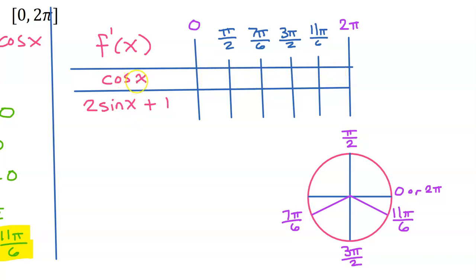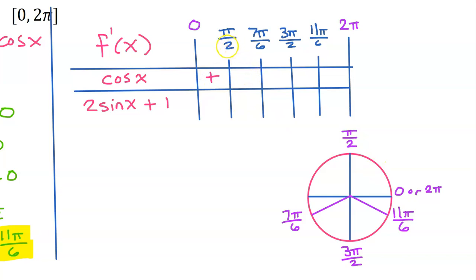Let's start with cosine. Normally I would pick a test value in each interval, and I will have to do that when I get to 2 sine x plus 1. But cosine is so simple, I don't need a test value. Cosine is simply the x value on the unit circle. So between 0 and pi over 2, are x values positive or negative? Yeah, they're positive in this quadrant, so I just know this is positive right away.